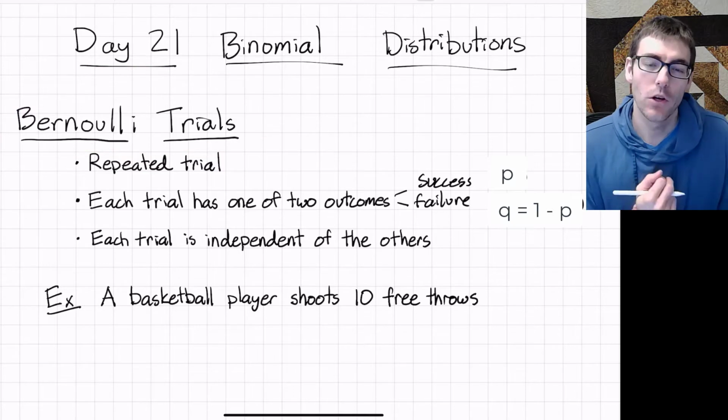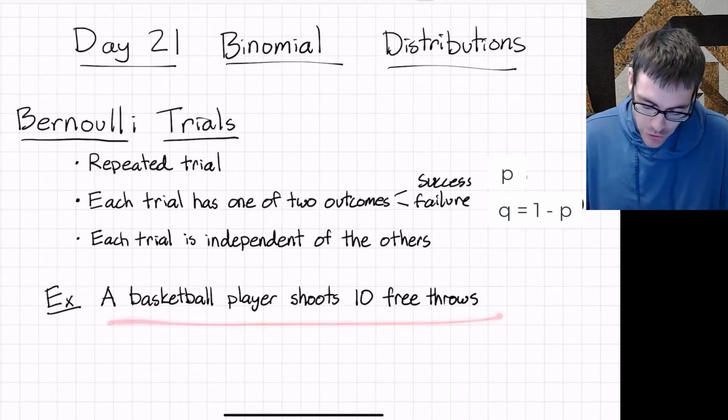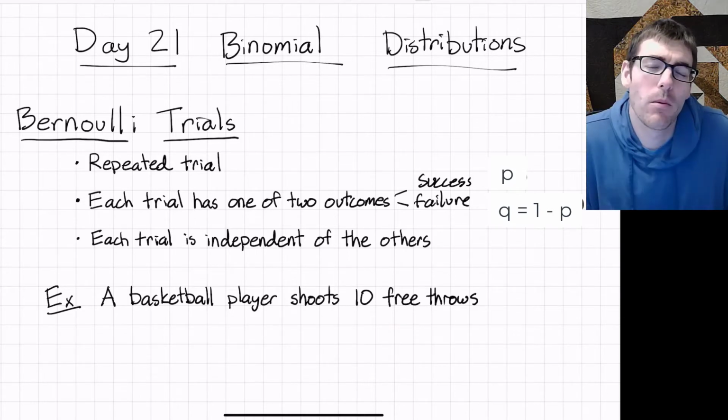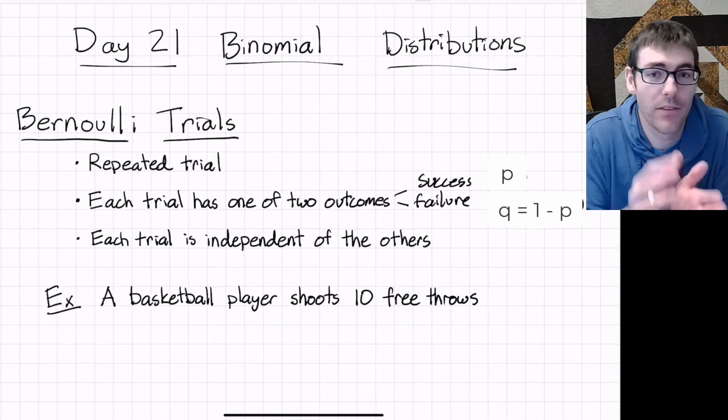Okay. So if we have the situation where a basketball player shoots 10 free throws, a question we might ask is, what's the probability that they make 7 of these 10 free throws?